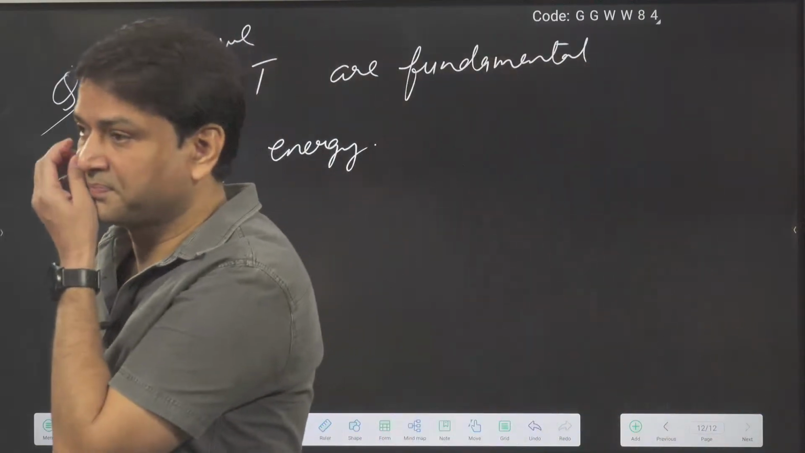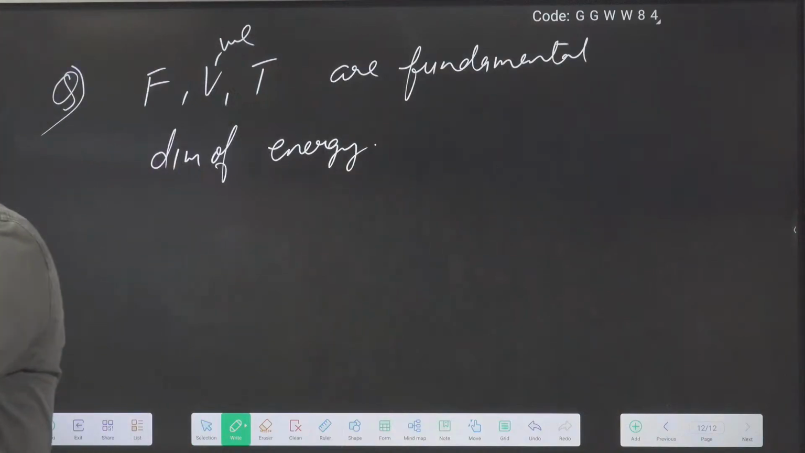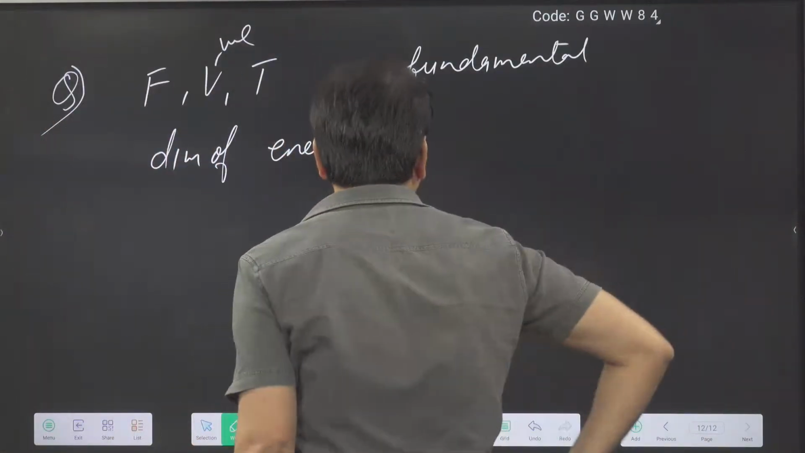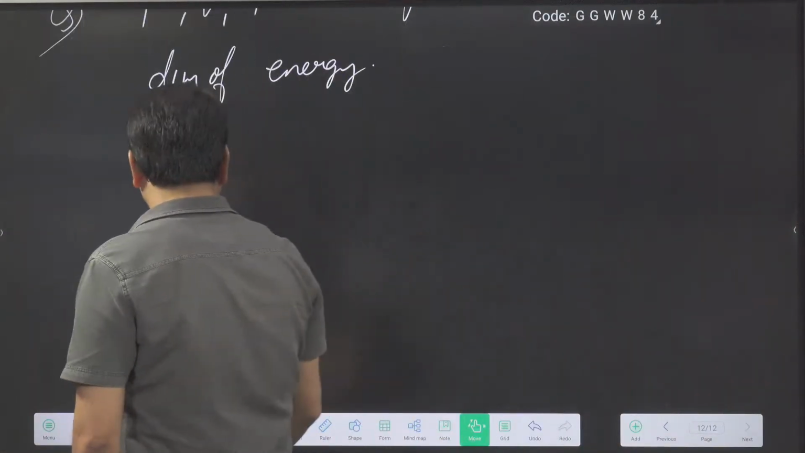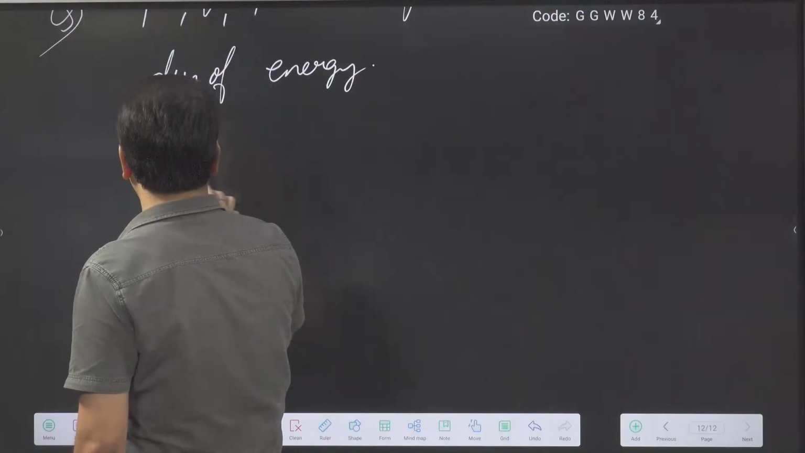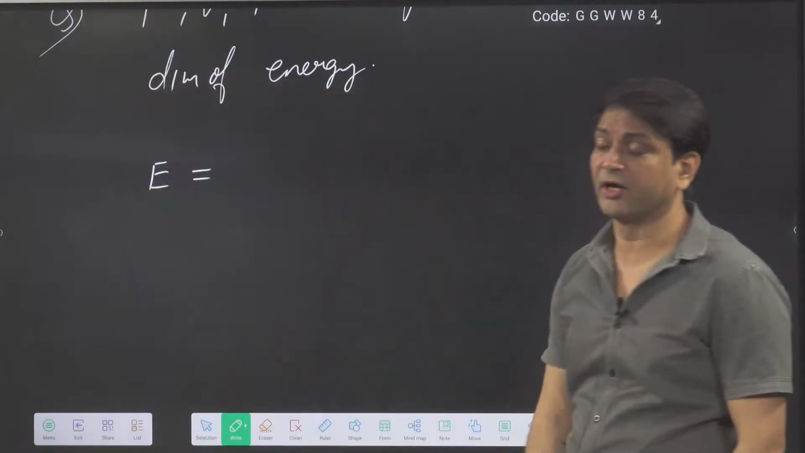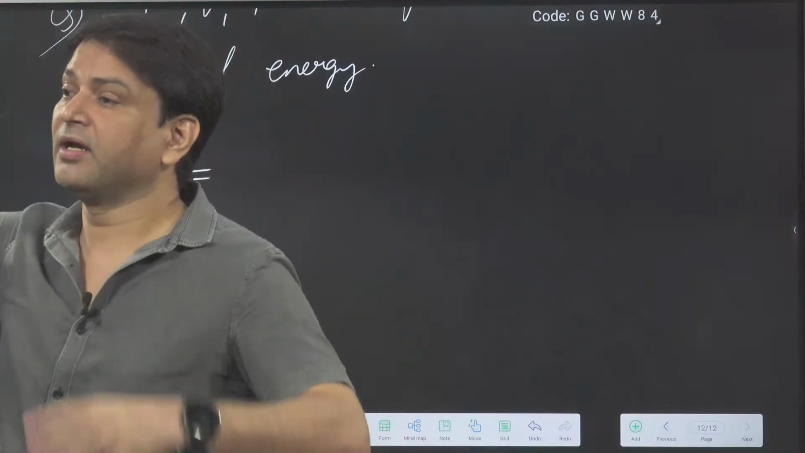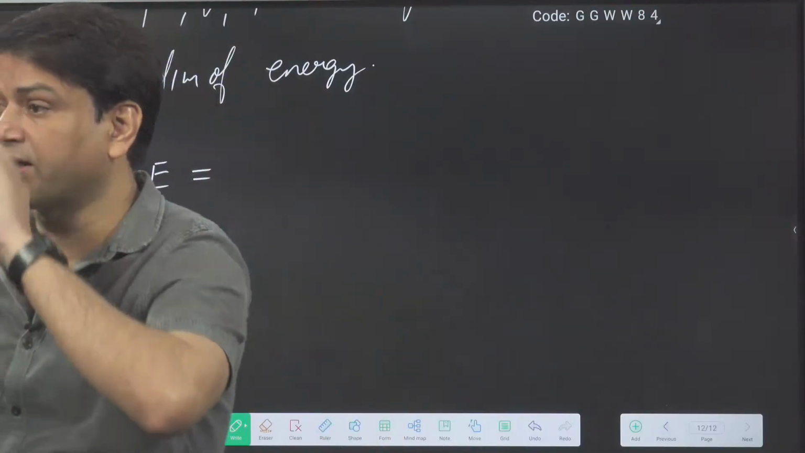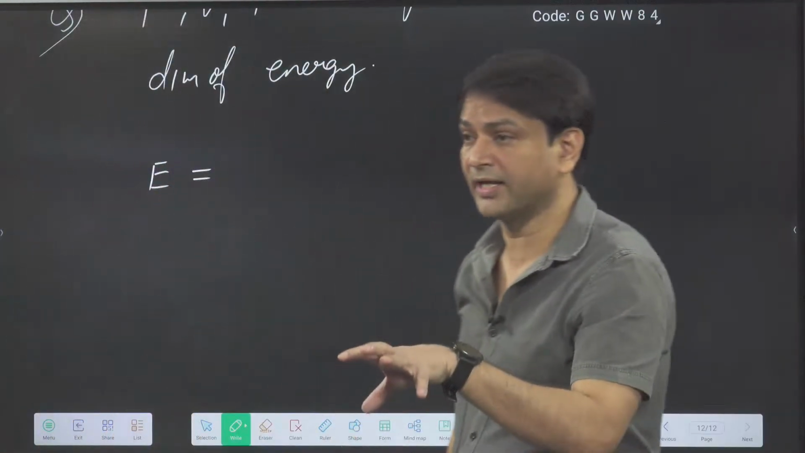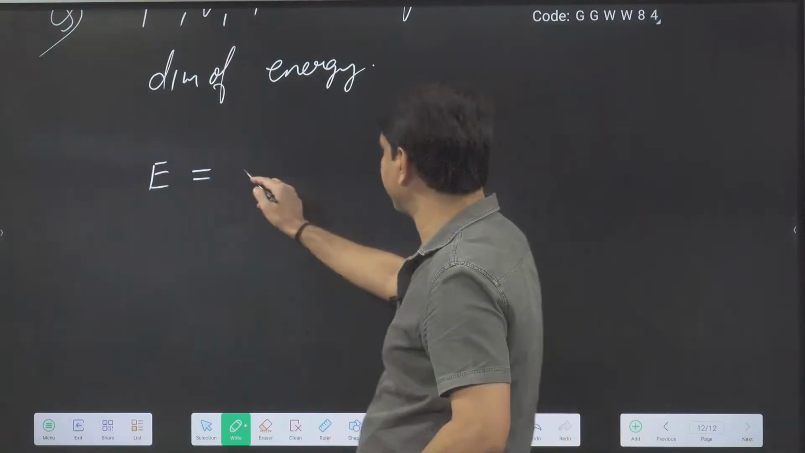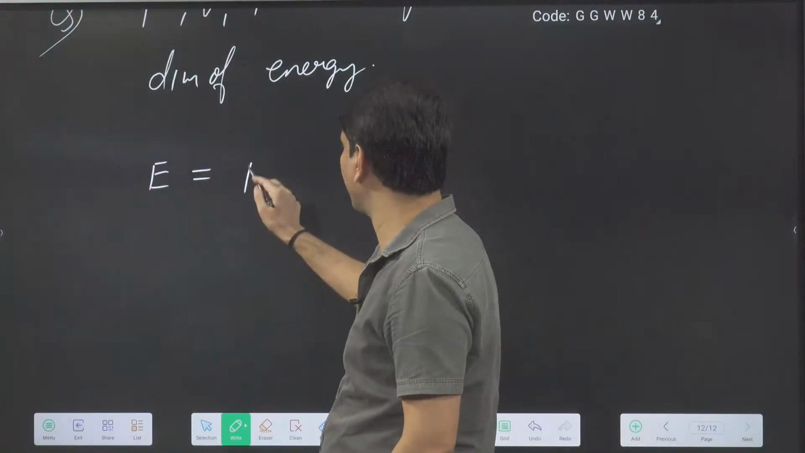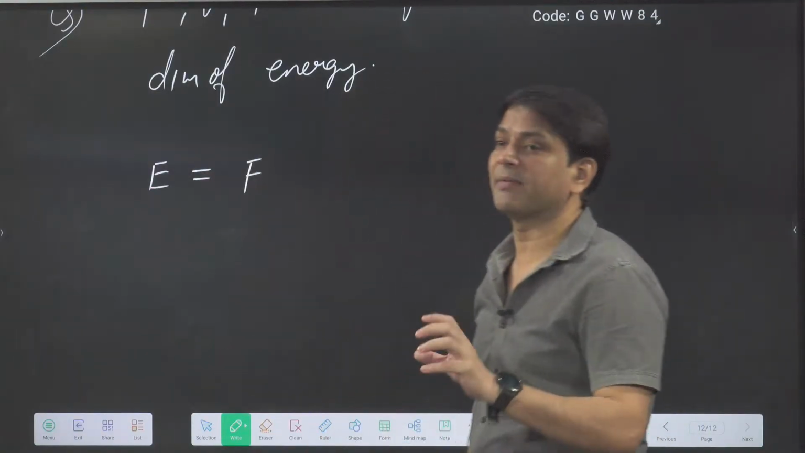FVT. Good. So very easily, the first method we can use. We know that energy and work are equivalent in terms of dimension. When you see force and energy, you have to relate force and work. Work is equal to force into displacement. Then energy I can say is force into displacement, because I am dealing with dimensions.